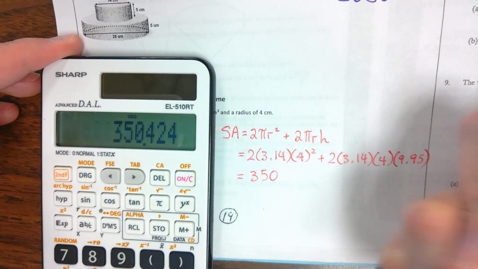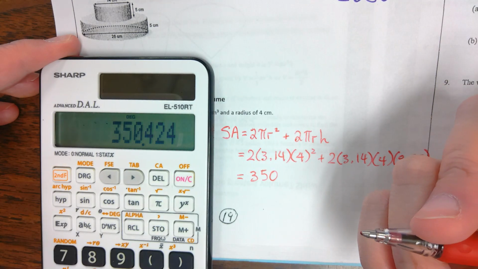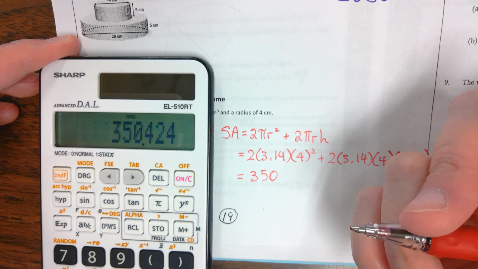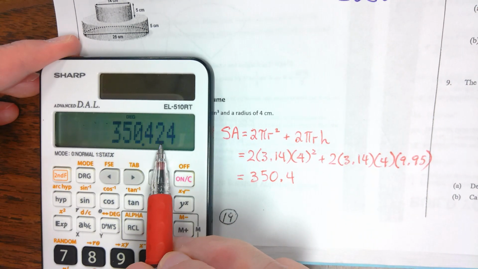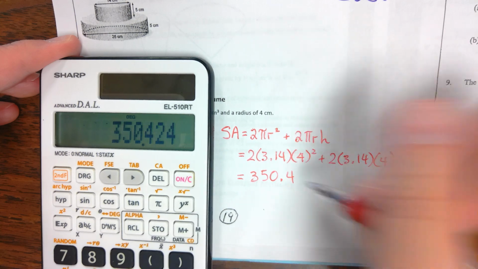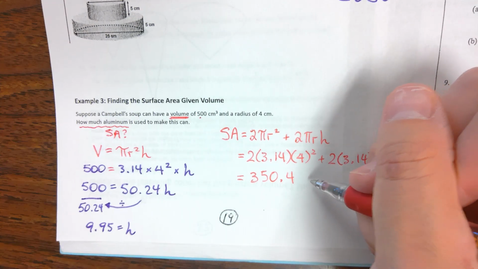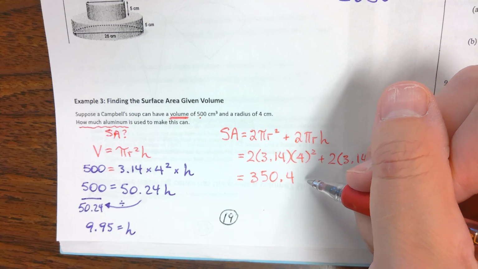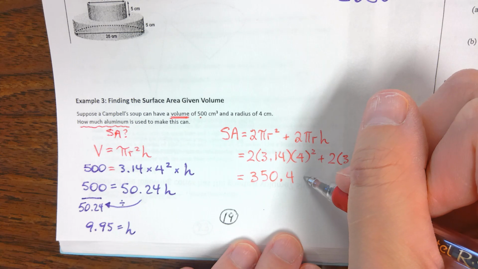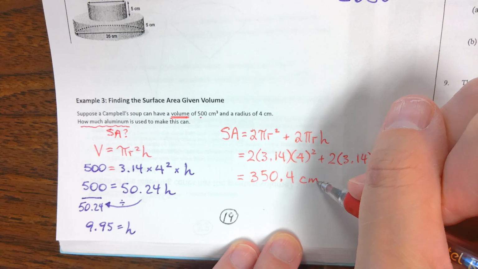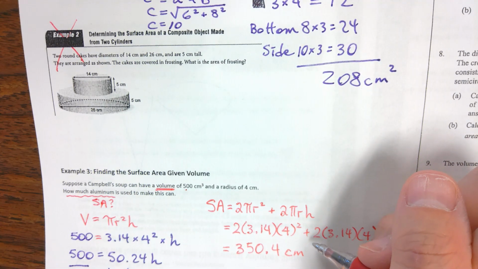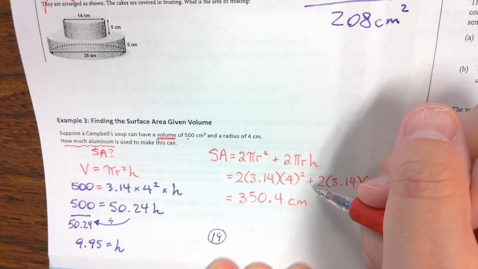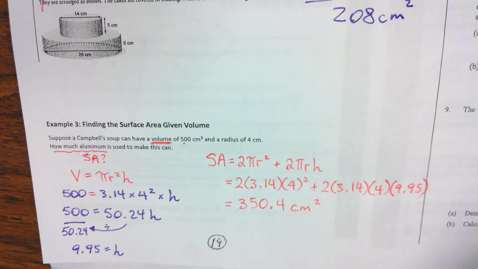Let's say round to 1 decimal place. This will be 350 point what? 4. Right? Because you look at the next one, it's a 2, so you round down, so it's 0.4. My unit, Adrina, what is my unit for surface area? Area. Just like what you told me up here. Centimeter square. Will you remember that for the test?